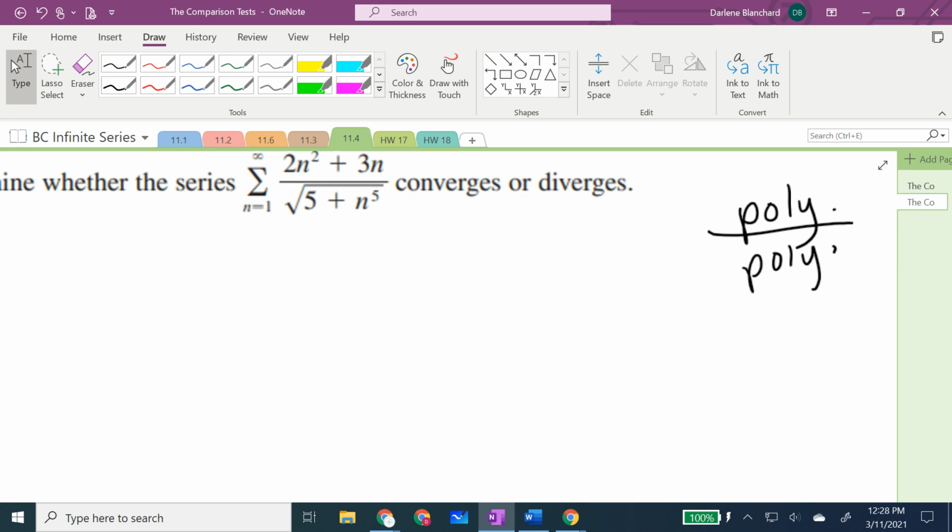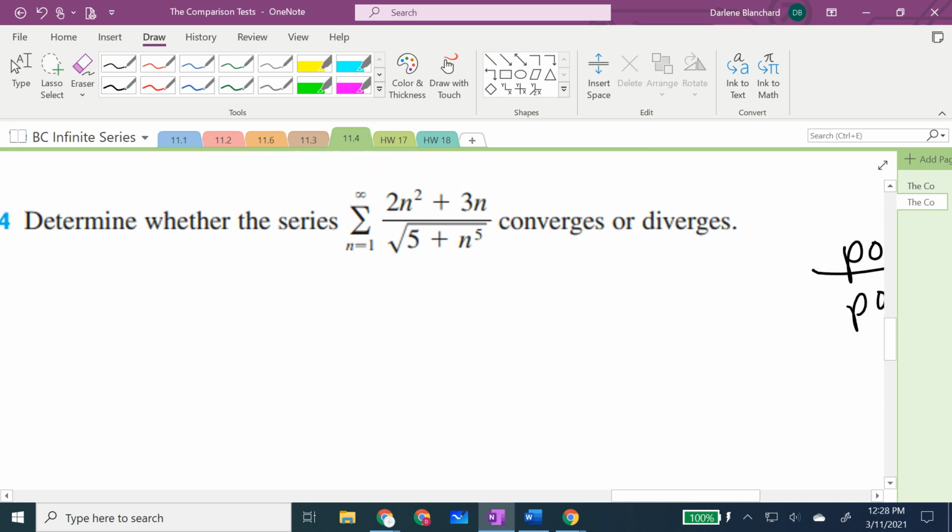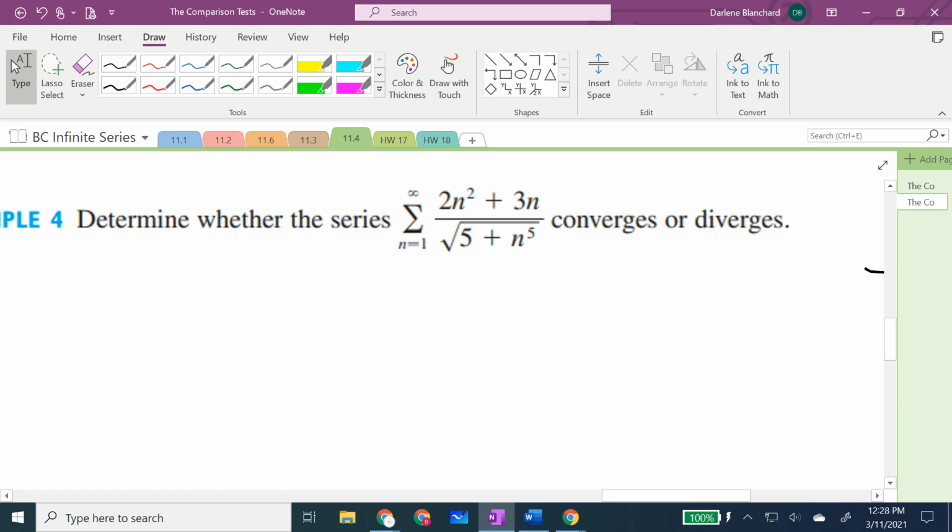Let me make sure you can see that. What is the leading term of the numerator's polynomial?